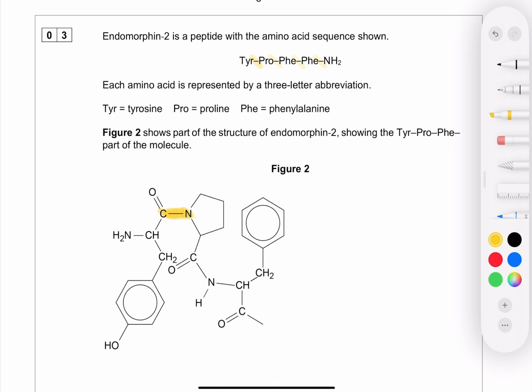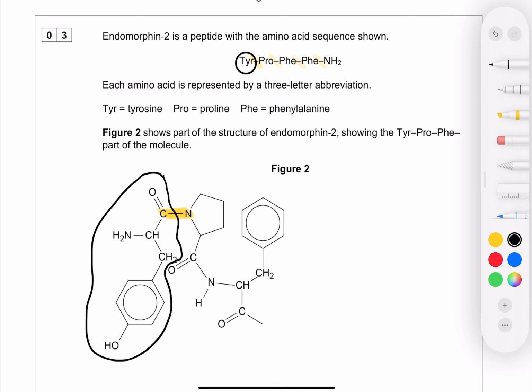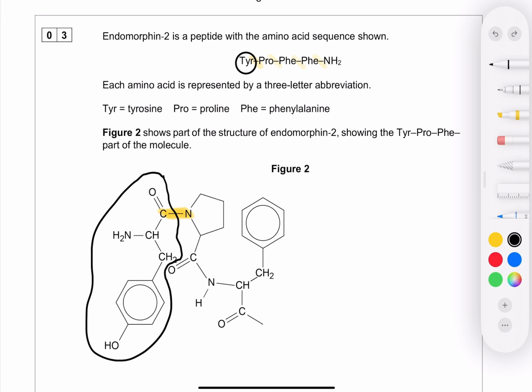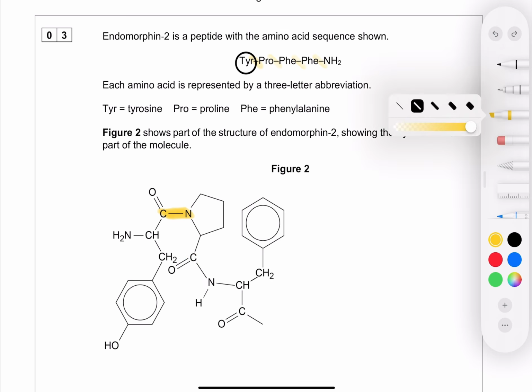So if we want to see where our Tyr is, it's everything that is in here. This is all our first amino acid. Okay, I'm just going to remove that. Then we've got our Pro: if we find the next peptide link here, then proline is the next section. So I'm just going to remove my colouring in, and keep the highlighting of the peptide links.